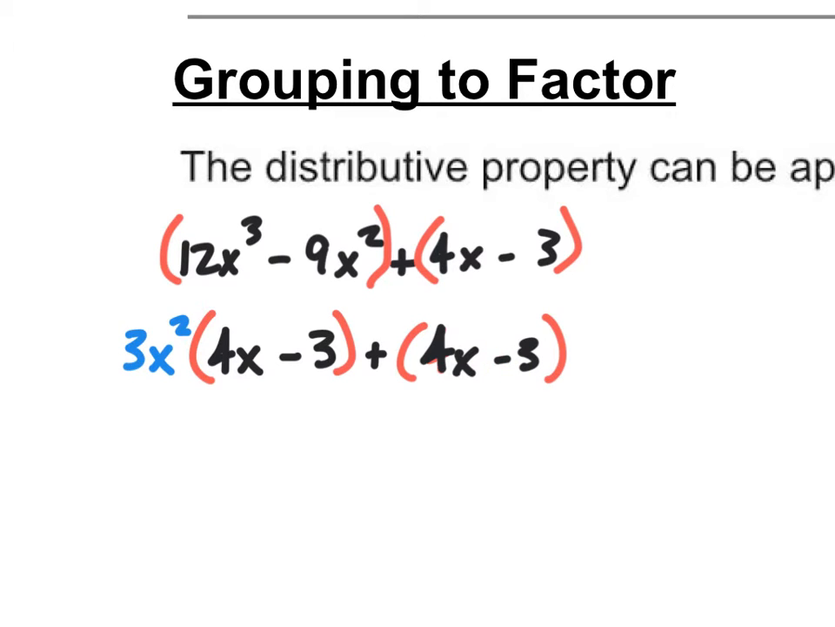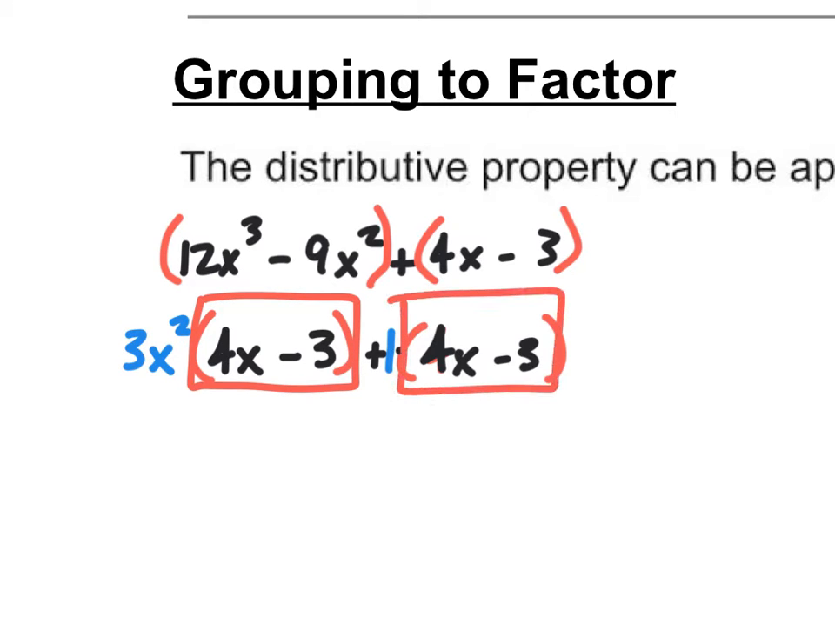But I will put that I have a 1 out here, okay, to help with what we're doing. I'm going to multiply that binomial by 1. Now what I have is a common 4x minus 3 factor that I could then factor out and bring out front. So if I factor out that common 4x minus 3, I'm going to write that over here.